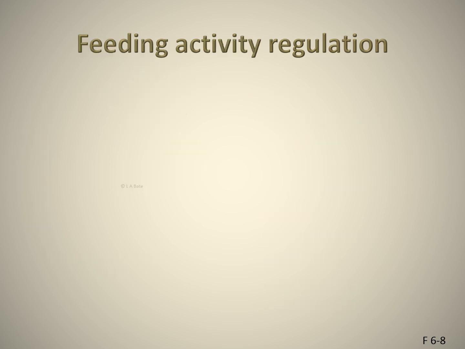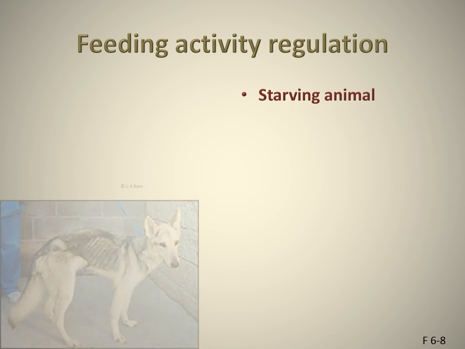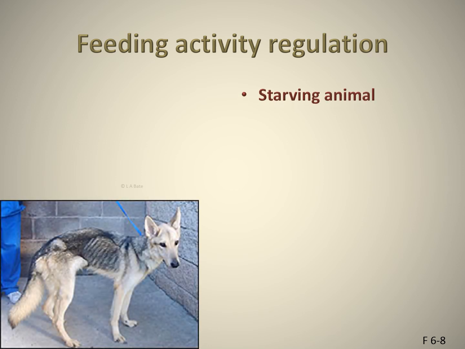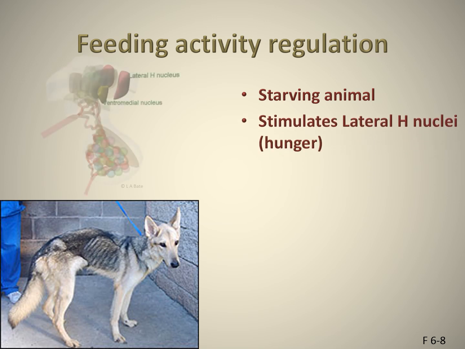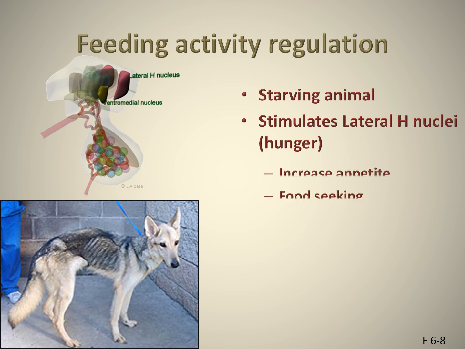Now let's look at how feeding activity is regulated. Imagine you have a starving animal. This animal, if it is normal, has a very stimulated lateral hypothalamic nucleus, making it continuously feel hunger. That is, it will perform a lot of food-seeking behavior, and if given the opportunity, it will have a great appetite to eat.